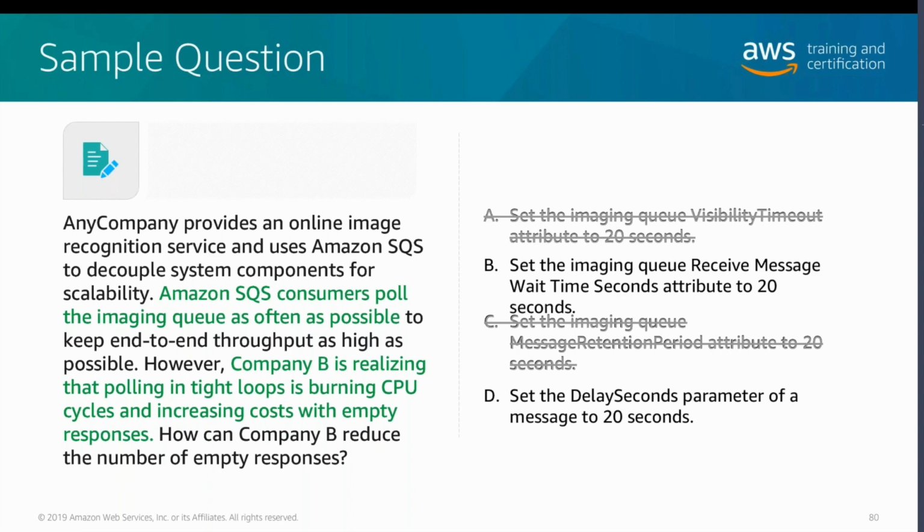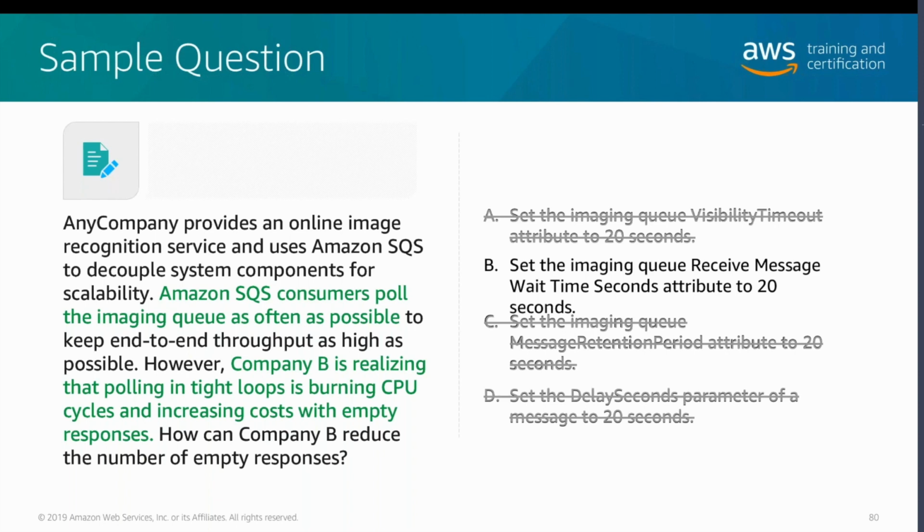So no, I'm not going to go with that one. And the delay seconds, message to 20 seconds. Delay seconds is just the amount of time to delay the first delivery of all messages added to the queue. So that won't really help us either. But B will definitely help us. Receive message wait time is a good one. So let's hold on to that.